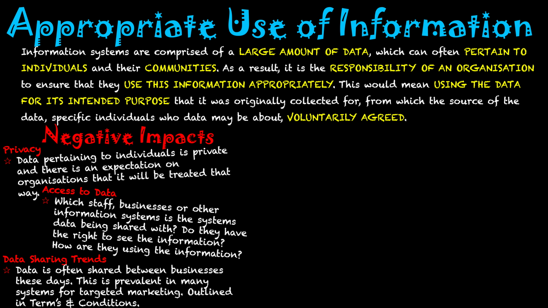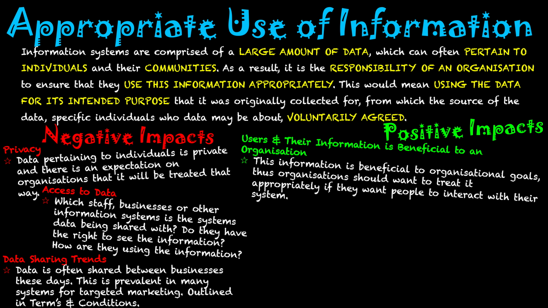But moving on to the positive sides of things, firstly is users and their information is beneficial to an organization. Okay, we've spoken about this before in relation to data quality. This information is beneficial to an organization and specifically its goals, hence why they wanted to get this information. Thus, organizations should want to treat it appropriately if they want people to interact with their system. Okay, if your information gets overshared, you're going to tell people, you're going to obviously unsubscribe or not use that system anymore. They're going to lose that data, and data is everything to these systems. Okay, your information is quality to them and it allows them to achieve their goals. So they don't want you to lose information because it is beneficial to them. Okay, and allows them to do great things for systems that do use it appropriately.